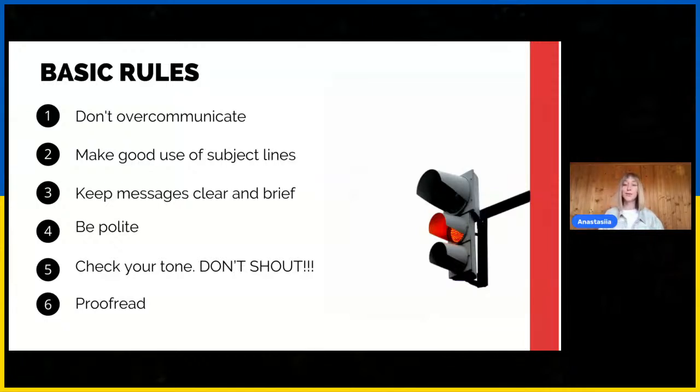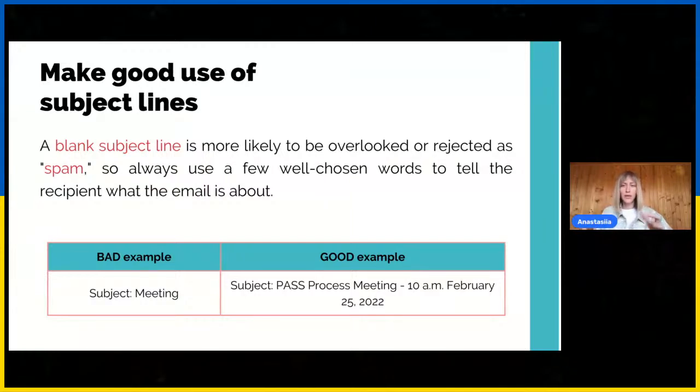The next rule says that we're supposed to use subject lines properly. What it means is sometimes when we write an email, we can be surprised why we don't receive any reply, or why a person doesn't come to a meeting we have just invited them to. So a blank subject line causes the next problem: your email can be missed and rejected as spam. To avoid such a problem, you should add some details into the subject line.